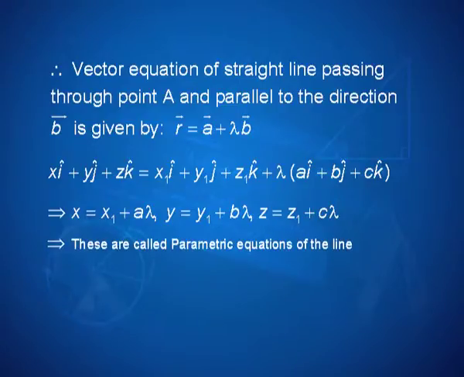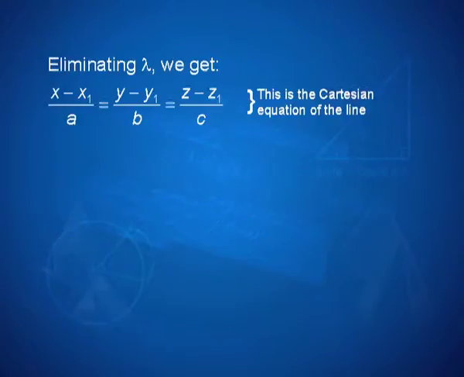And these equations are referred to as the parametric equations of the line in space. If I remove lambda from these expressions, I get an equation as x minus x1 by a equal to y minus y1 by b equal to z minus z1 by c. This is what we are looking at as the Cartesian equation of the line.